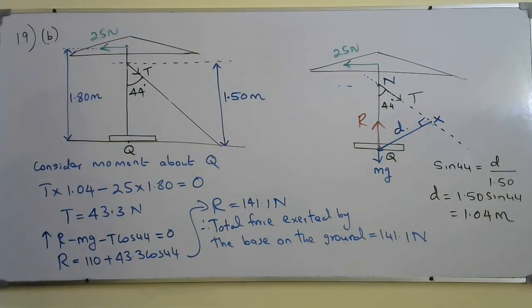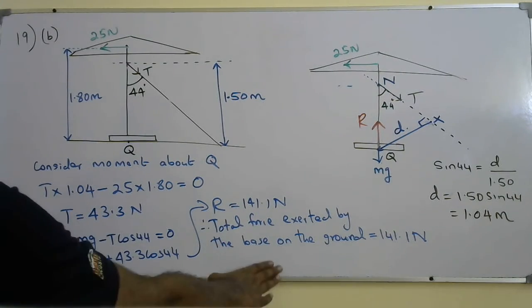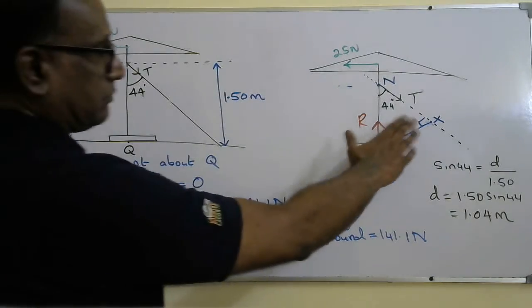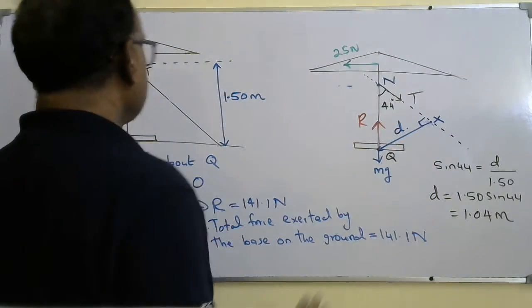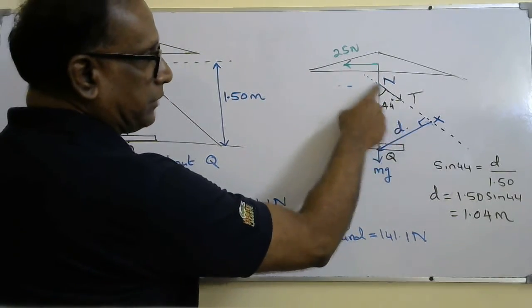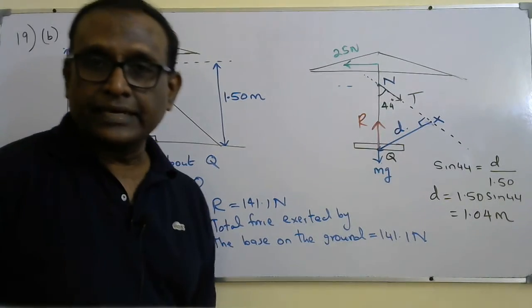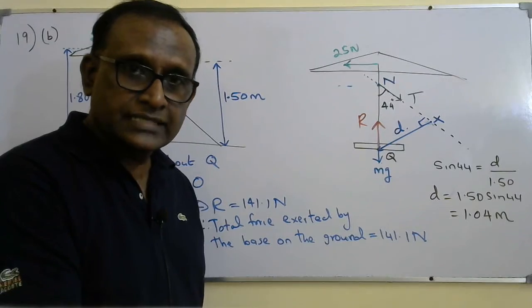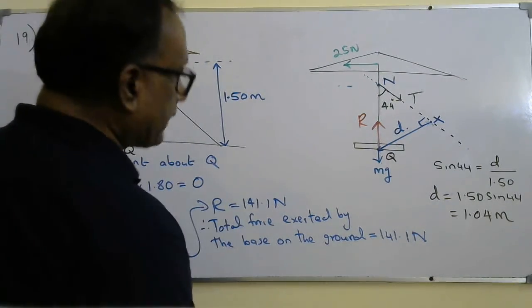Okay, so R is 141.1 Newton. So that's the total force exerted by the base on the ground. So that's the free body force diagram that shows all the forces acting on the parasol: weight, normal reaction from the ground, tension by the rope, and the force exerted by the wind. So the question is R. Here the force exerted by the base on the ground is the same as the force exerted by the ground on the base.